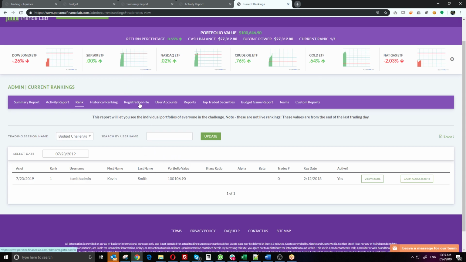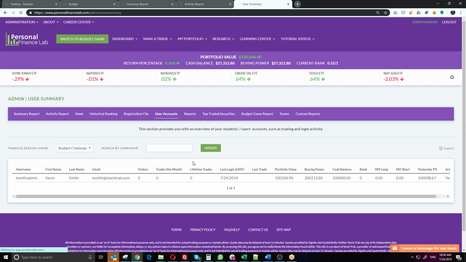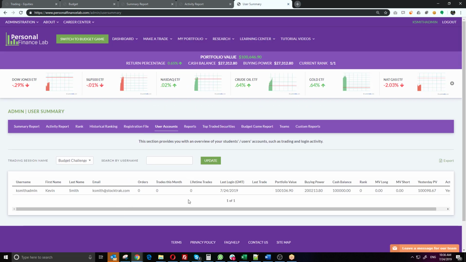Registration file, that's the one I showed you right at the beginning where you can reset students' passwords or add more students to the class. User accounts, this is a little bit deeper data about how students are trading. So the last time they logged in, their buying power, their cash balances, and things like that.